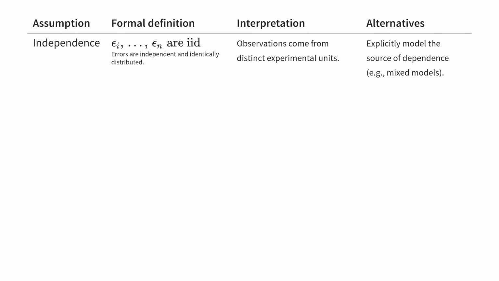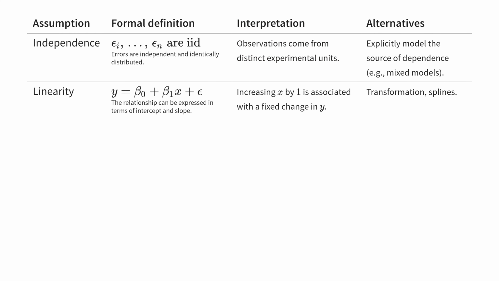Independent measurements means that we have observations from distinct experimental units, like the height and weight of 30 different individuals. Linearity means that the relationship between the outcome and the explanatory variable can be reasonably approximated as linear, at least within the range of the data.